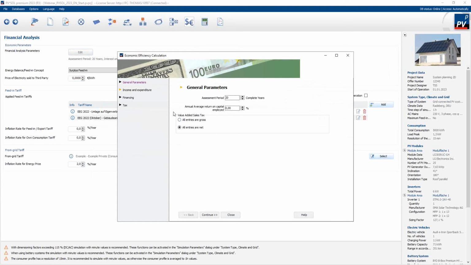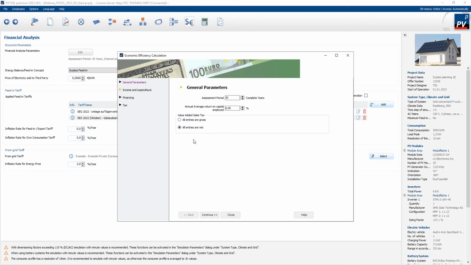Then you have the option to mark whether you have entered your values net or gross. There will not be a change. If you change here from net to gross, taxes will not be added or anything. This is a reminder, if you open your project file in 1, 2 or 3 months, that you know, oh, I have entered everything here net or gross.